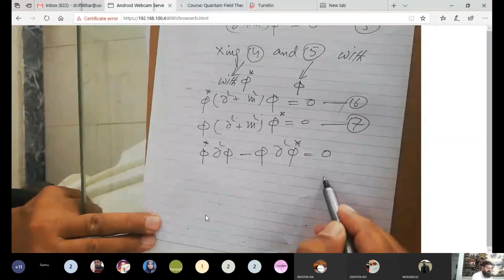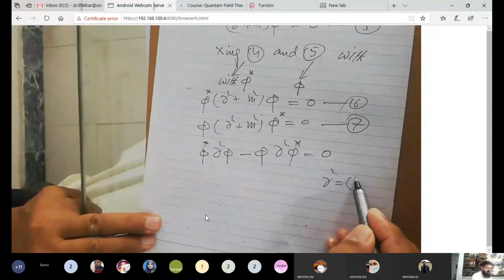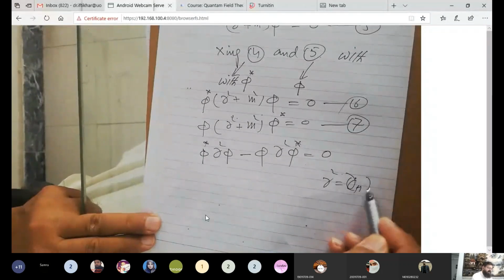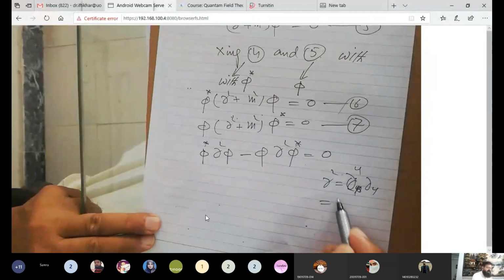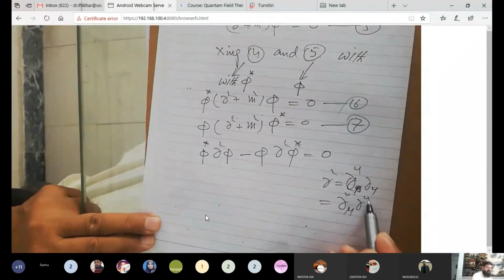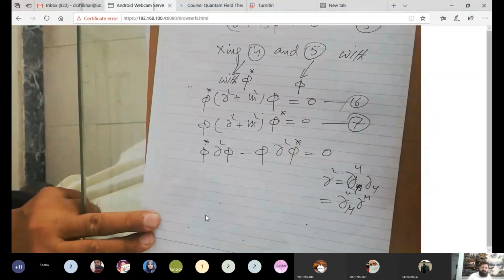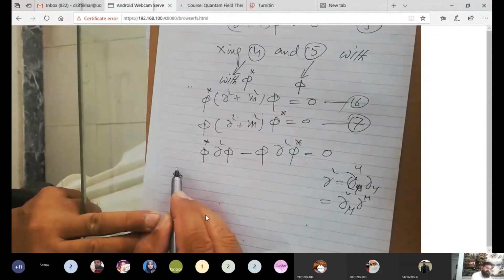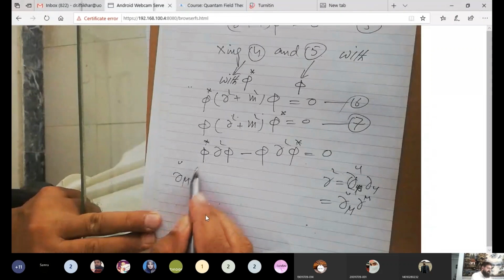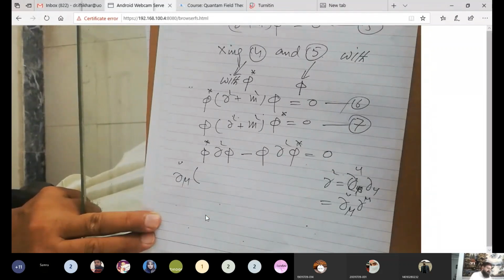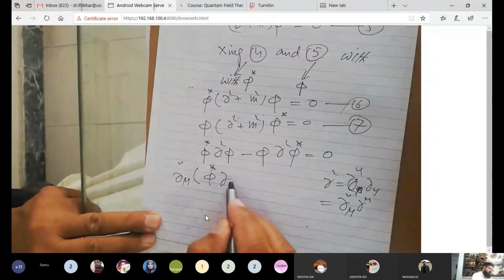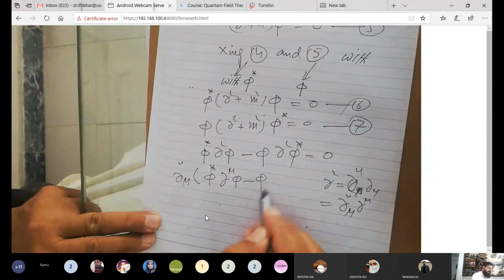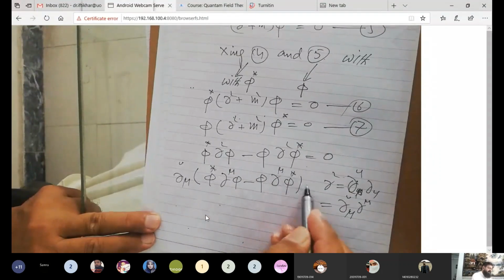Later on you can write this as ∂_μ ∂^μ. You can write it also as ∂_μ, because it is a commutative relation. So you put ∂^ν in covariant form, and you get ∂_μ(φ*∂^μφ − φ∂^μφ*) = 0.